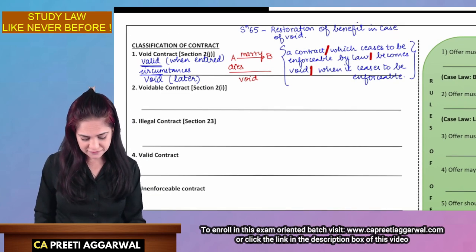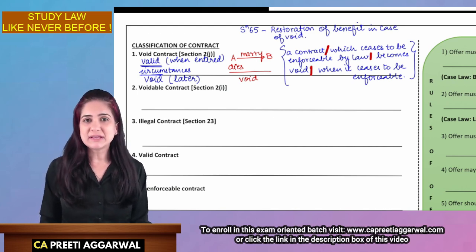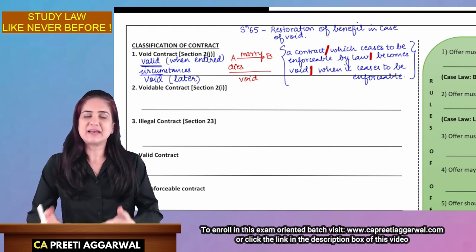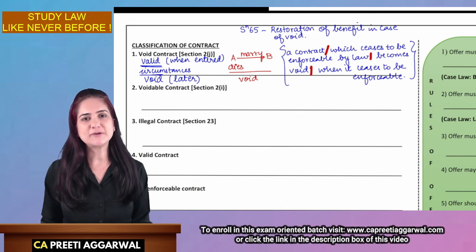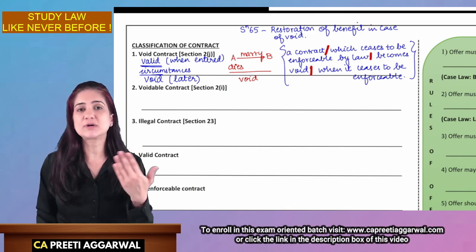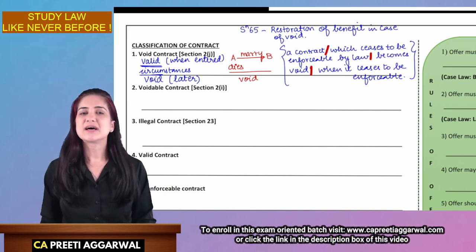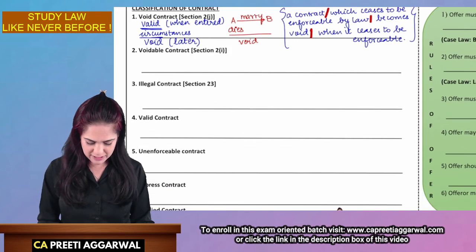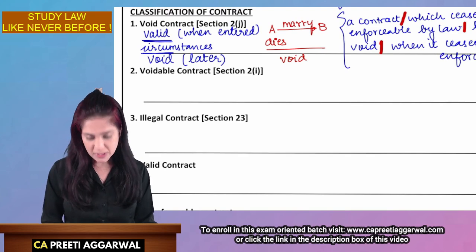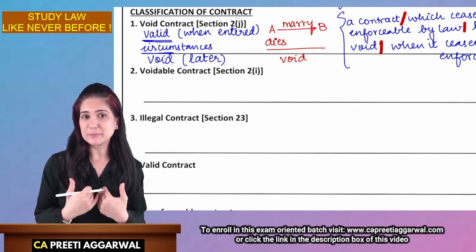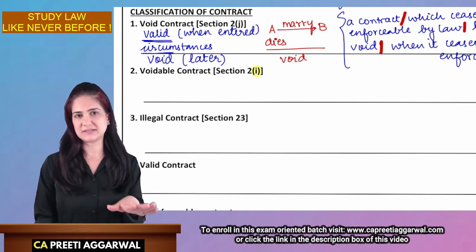What is the meaning of voidable contract? Voidable means the contract, whether it is valid or whether I want to cancel it, that option is given to the aggrieved party. So a contract which is enforceable at the option of aggrieved party, that is known as voidable contracts. Voidable defined under section 2I. And how will we remember the section numbers? I will decide. I means aggrieved party. I will decide whether the contract is to be kept valid or cancelled.